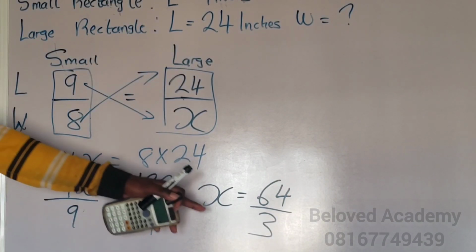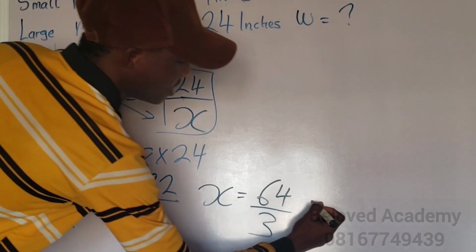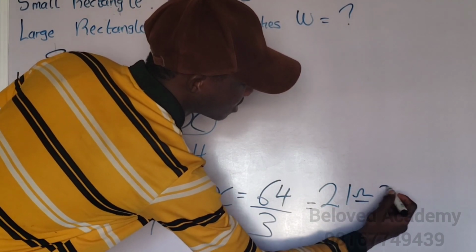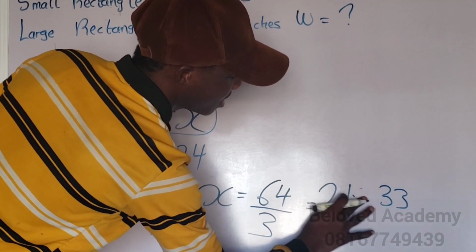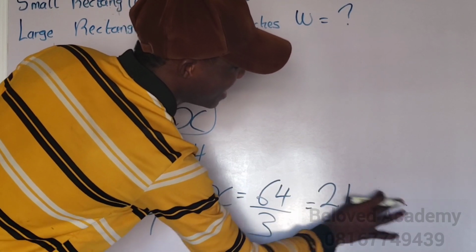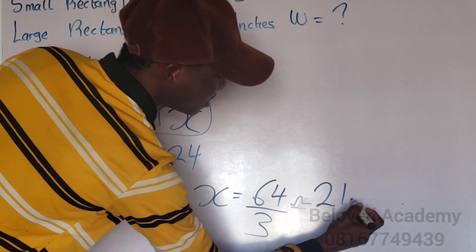I only put this in fraction. You can also express it in decimal. To express this in decimal, just pull out your calculator, 64 divided by 3, that is 21.33. Oh, sorry. I put the approximate sign here. That's not where it should be. It should be here. Okay, 21.33.